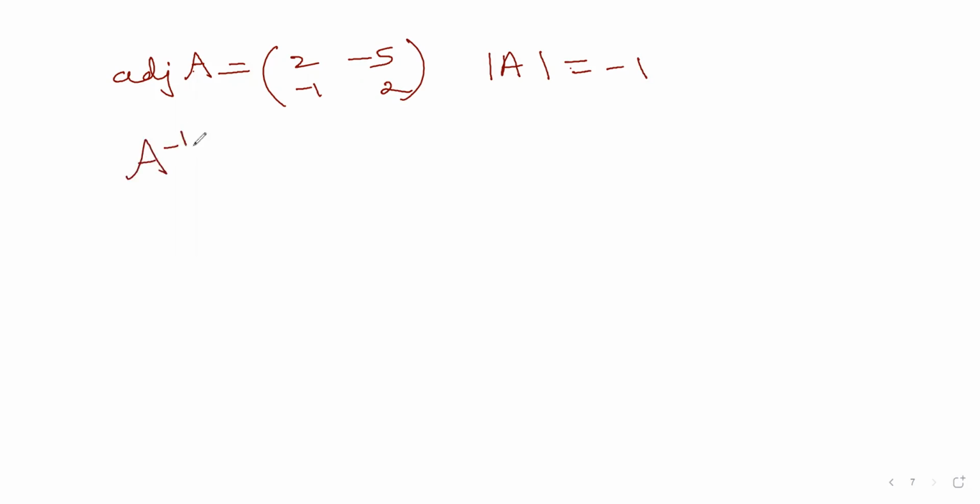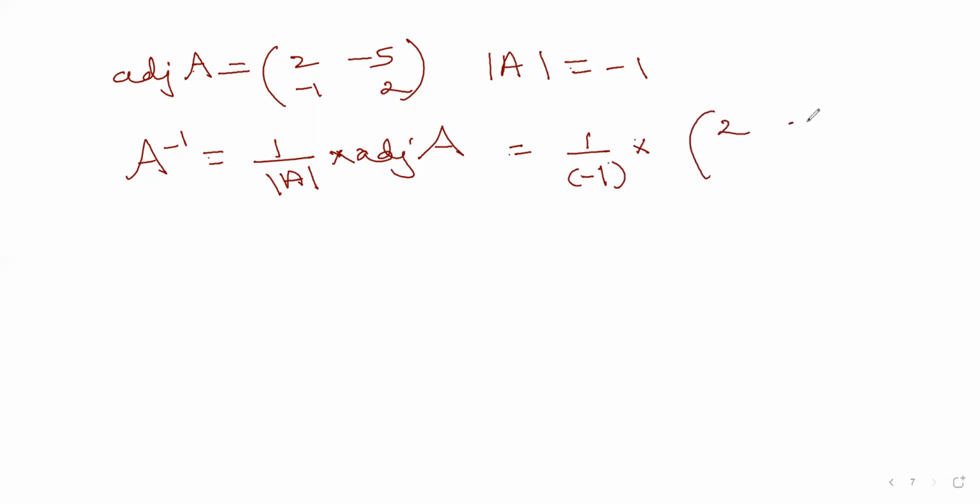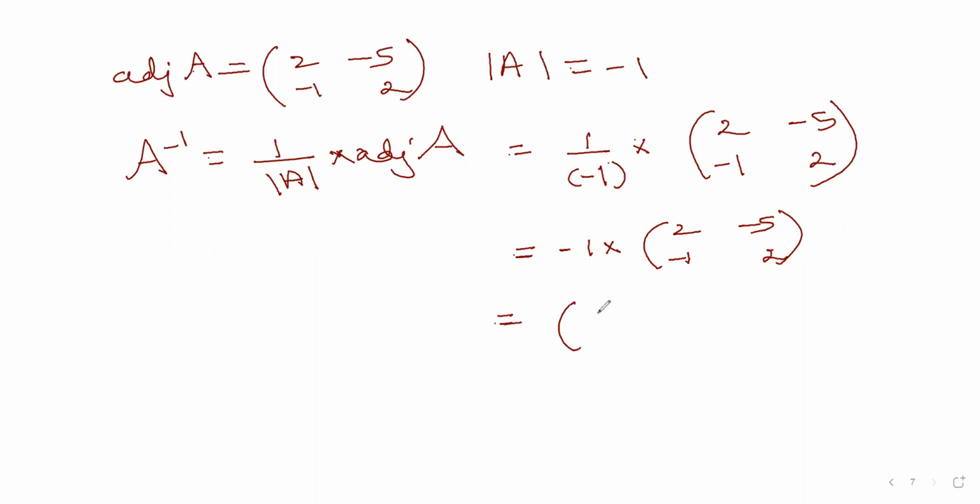And what is A inverse? A inverse is 1 upon determinant A into adjoint of A, right? So that will be 1 upon minus 1 into 2, minus 5, minus 1, 2. Obviously this 1 by minus 1 is negative, right? So there's a minus 1 outside the matrix, and I would write this as minus 1 into 2, minus 5, minus 1 and 2. We can transfer the negative inside. Okay, so it becomes minus 2, plus 5, plus 1 and minus 2.